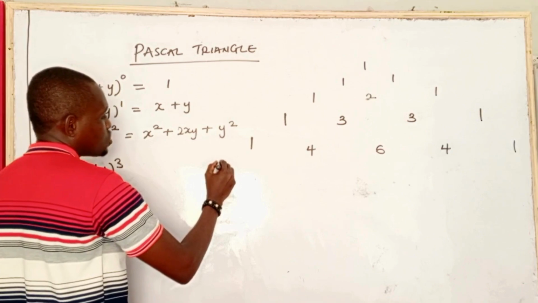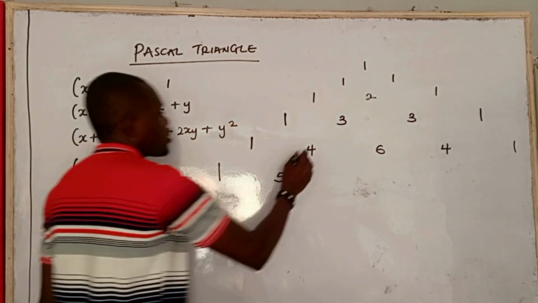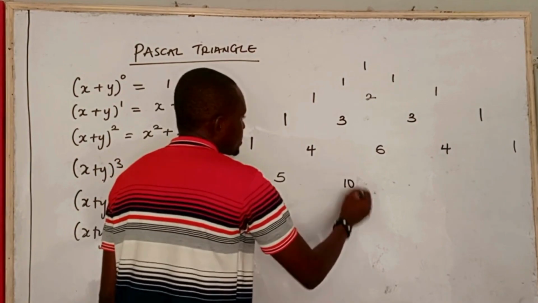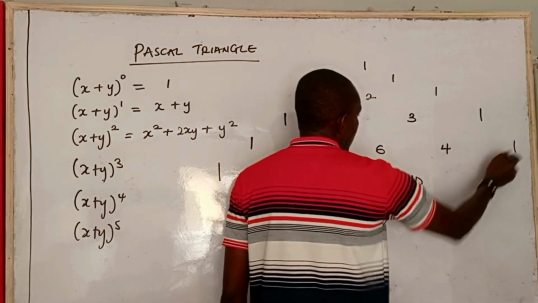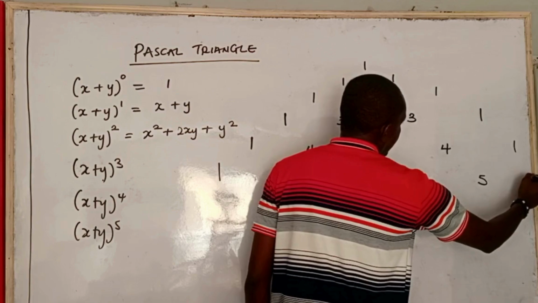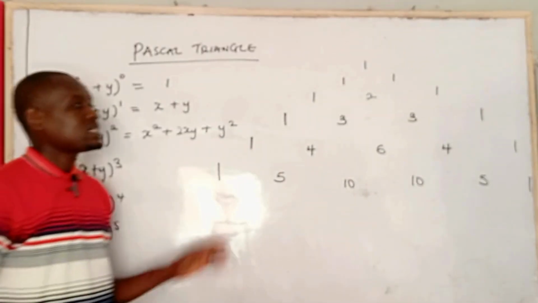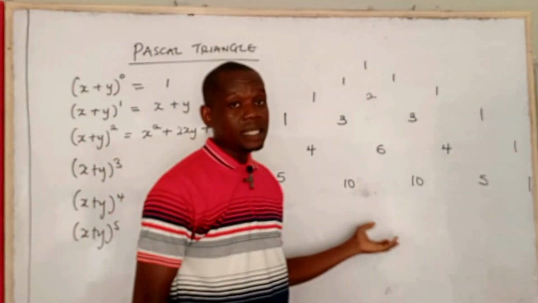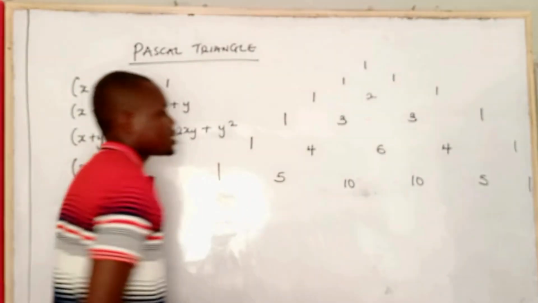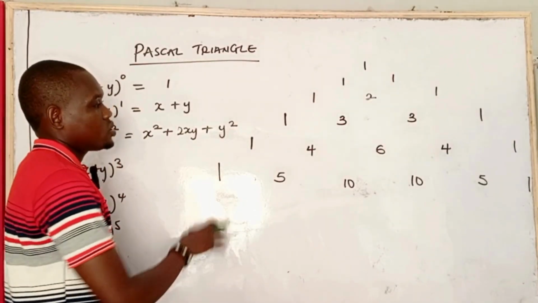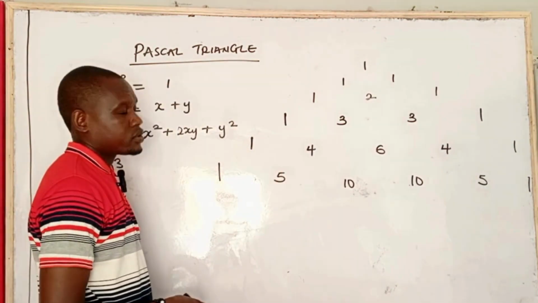Now, let's do for that of 5. For 5, we are going to have 1, then 1 and 4 will give us 5, 4 and 6 will give us 10, 6 and 4 will also give us 10, 4 and 1 will also give us 5, and then the last one becomes what? Becomes 1. So this is what we call the Pascal triangle. So by the time we start using this Pascal triangle now to solve some questions, you will now understand what I am trying to tell you about.